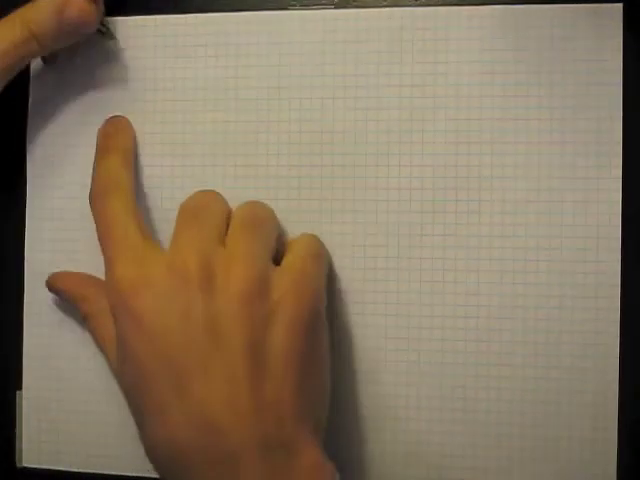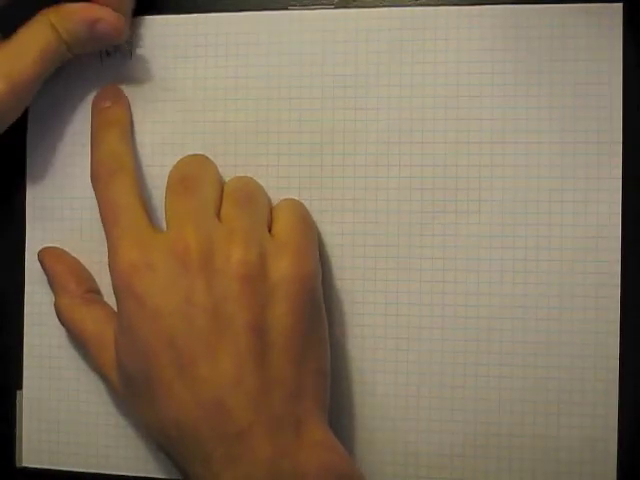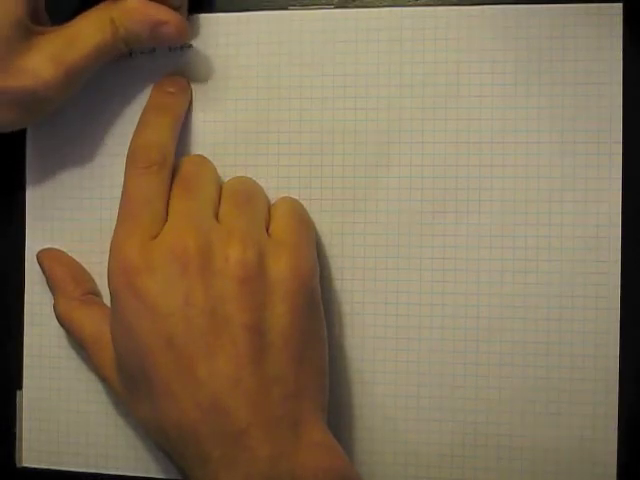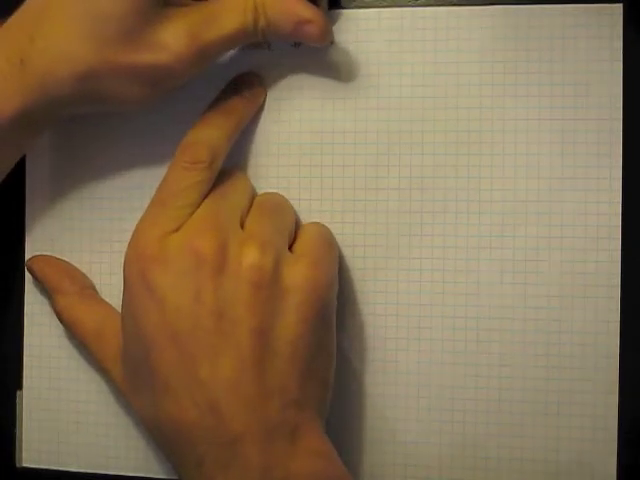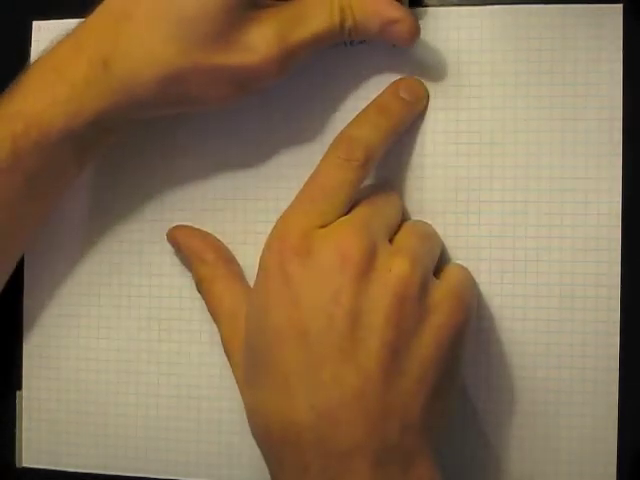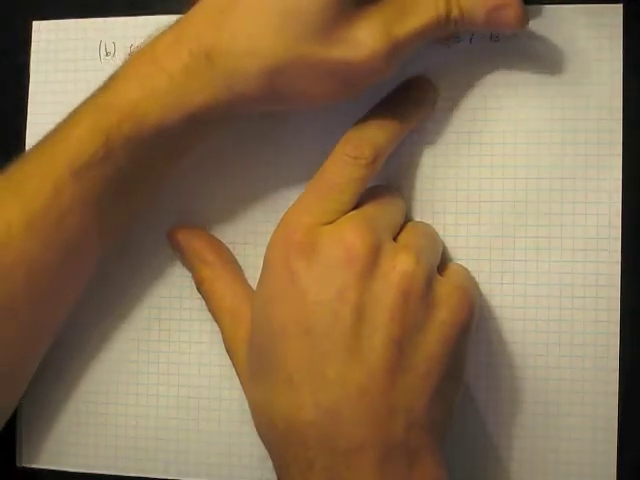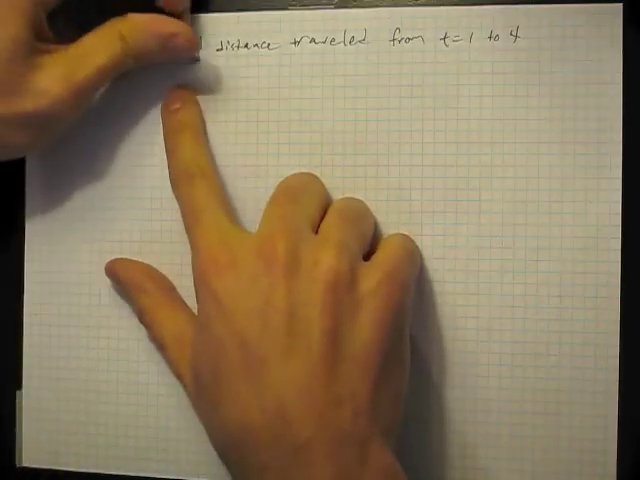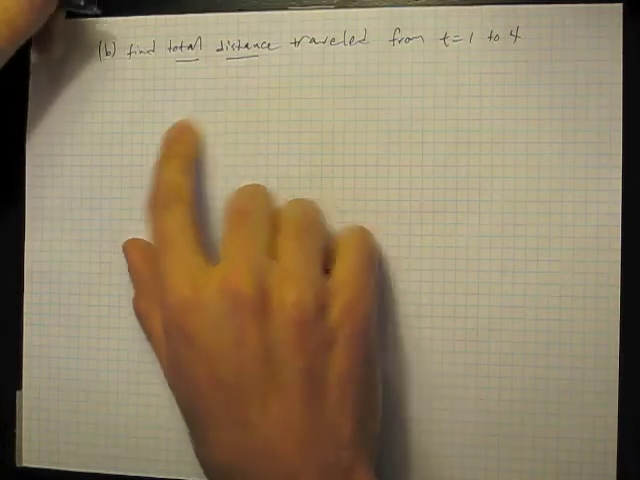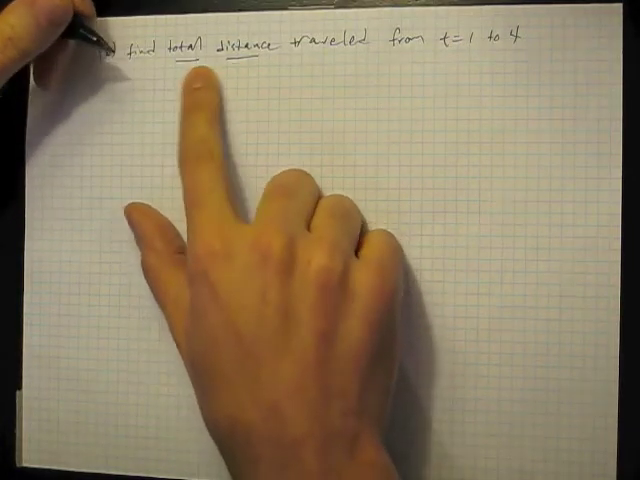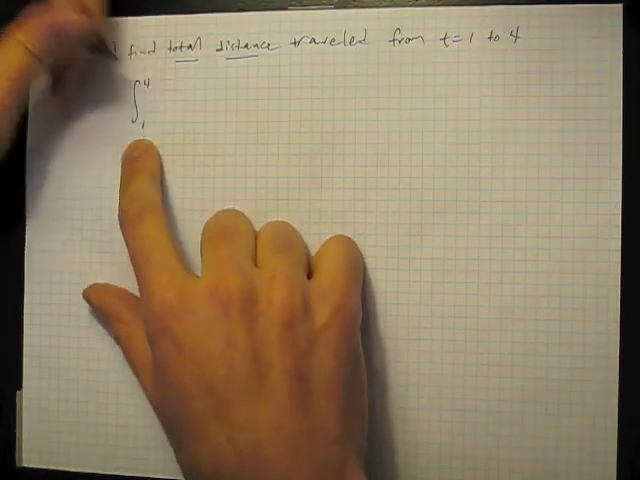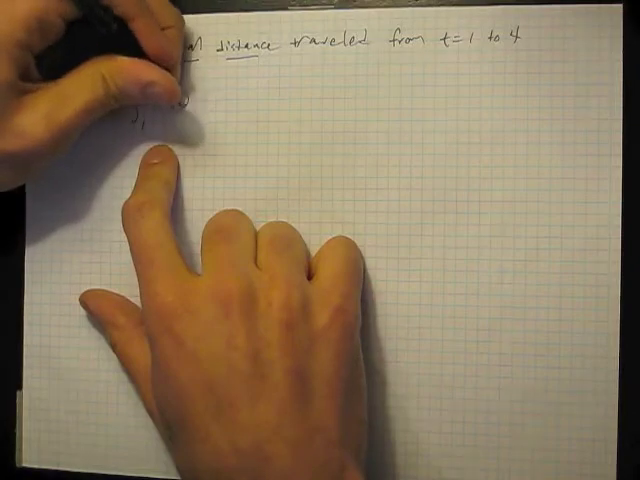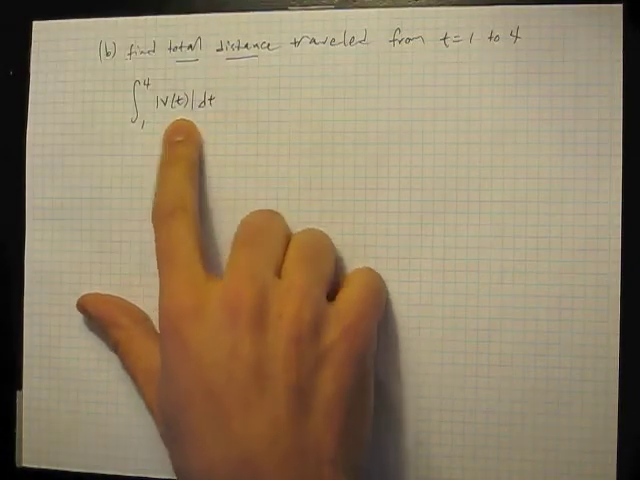Okay, let's do part B, which says find the total distance traveled from t equals 1 to 4. Now this is different than displacement. It's total distance. So we want to take the times when the velocity was negative and make it positive. So the way to answer this is to integrate the absolute value of the velocity.